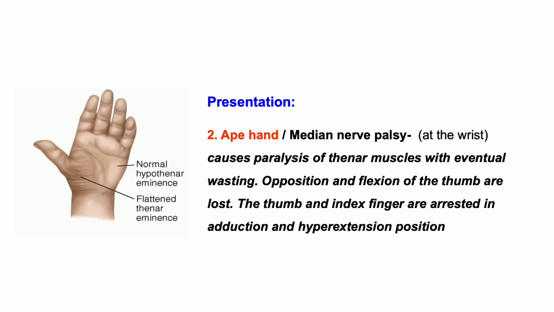Then the other presentation is ape hand. So this is also a median nerve palsy if it occurs at the wrist area. So sign of benediction can be seen whenever there is median nerve injury in the elbow or in the forearm region. If there is injury at the wrist area, this causes paralysis of the thenar muscles, which, if it is a chronic condition, can eventually lead to wasting, and the opposition and flexion of the thumb are lost. So the thumb and the index fingers are arrested in the adduction and hyperextension position.